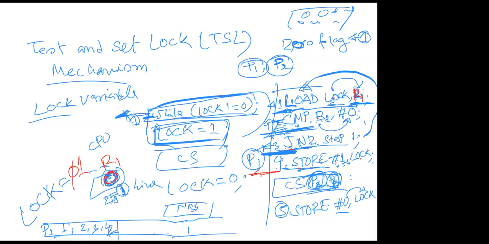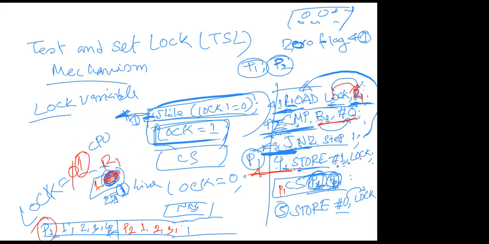And then here, P1 got preempted, and the process P2 executes. What's happening here? Let's say after the fourth line, P1 is entering the critical section. Now P2 gets the CPU, and P2 will load the lock to R1. Now lock is 1, because P1 already made this lock value 1 and entered the critical section. So lock is 1, and it will compare R1 value with 0.